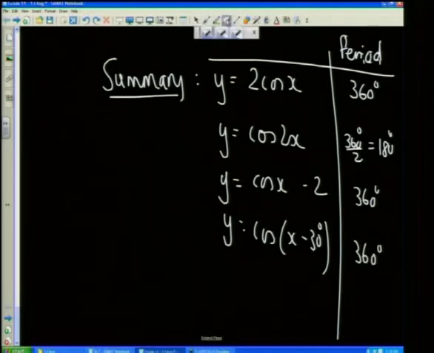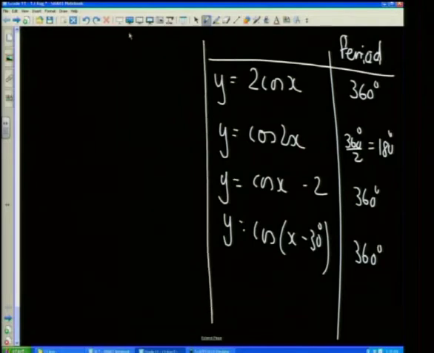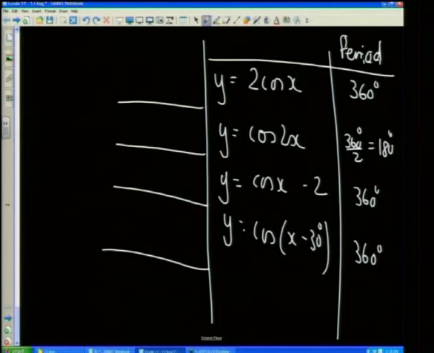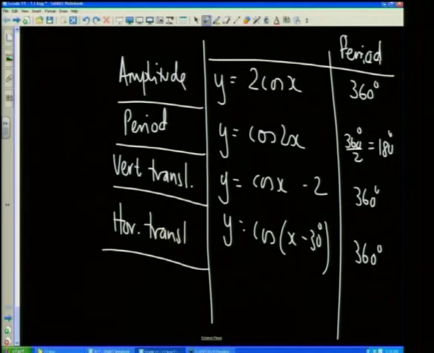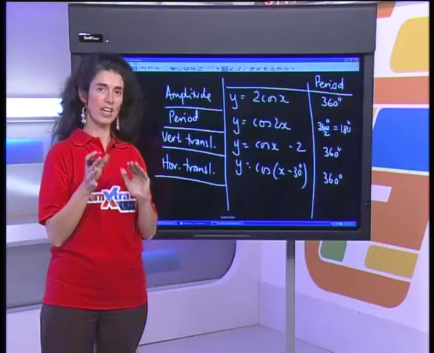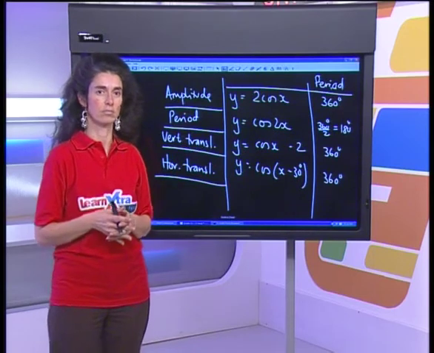Okay, let's just summarize the transformations. The coefficient of the ratio will affect the amplitude. The coefficient of the angle will affect the period. This will be a vertical translation, and this one will be a horizontal translation. As we've looked at when we were sketching, you must work with a parent graph, and you must work with the quadrant angles. Otherwise, it just doesn't go anywhere.